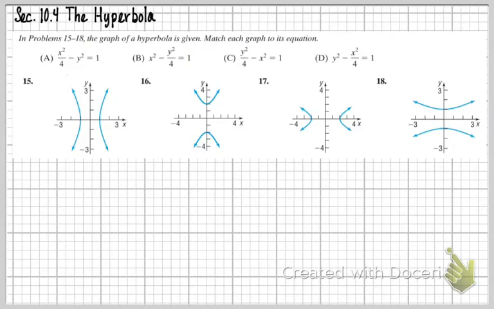And this one here says, in problems 15 through 18, the graph of a hyperbola is given. Match each graph to its equation. So here we just have to match these. Just keep in mind, for this first one here, this A, it's really x squared over 2 squared minus y squared over 1 squared equals 1.